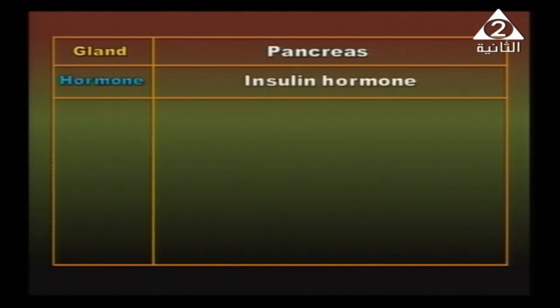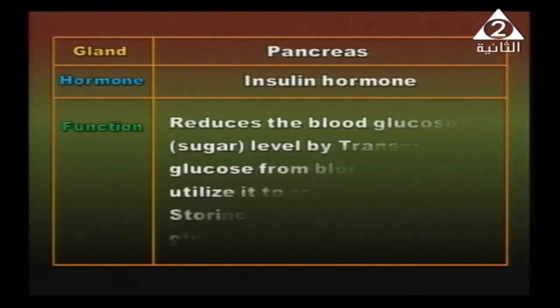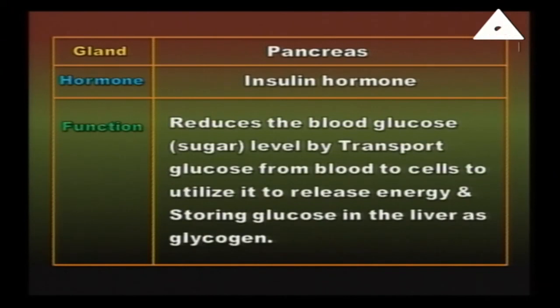What is the function of insulin hormone? Insulin hormone is also secreted from the pancreas, and it reduces the blood glucose or sugar level by transporting glucose from the blood to cells to utilize it and release energy, and storing the extra glucose in the liver as glycogen. So insulin is responsible for decreasing the blood glucose level.